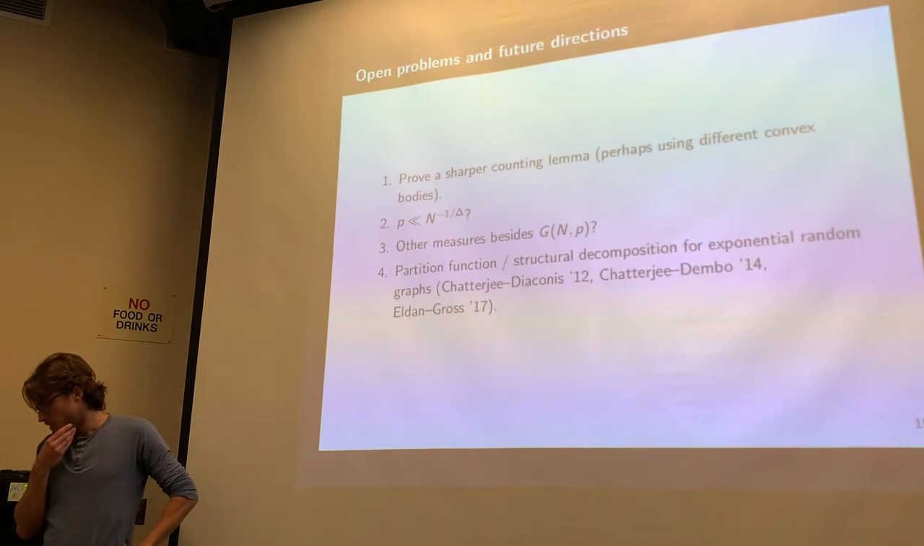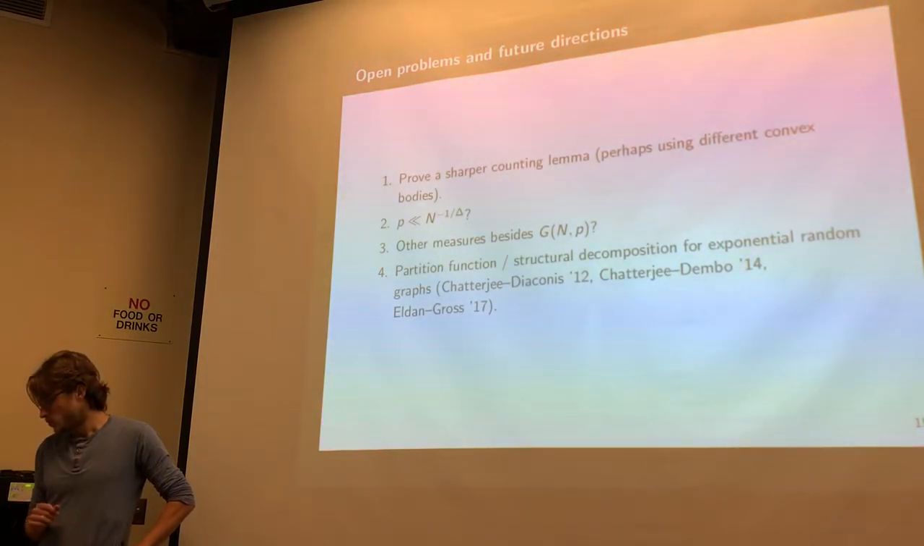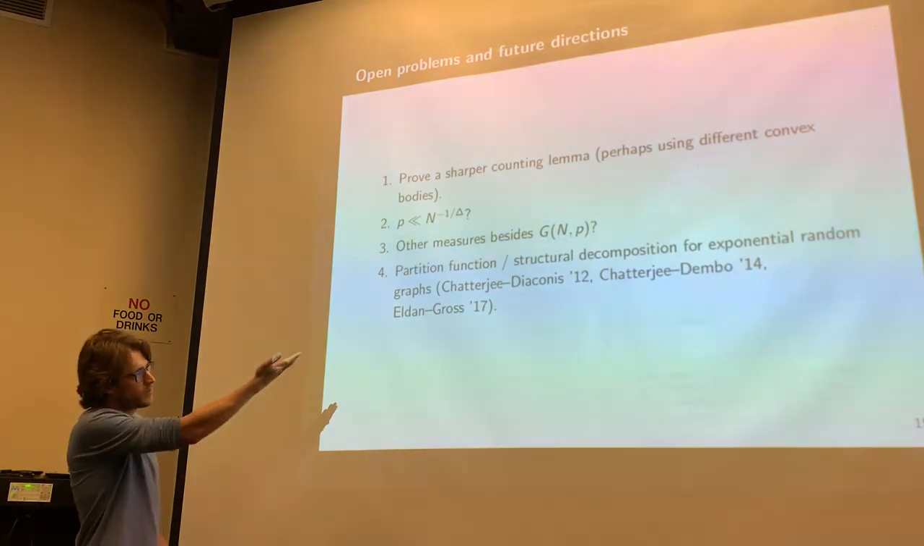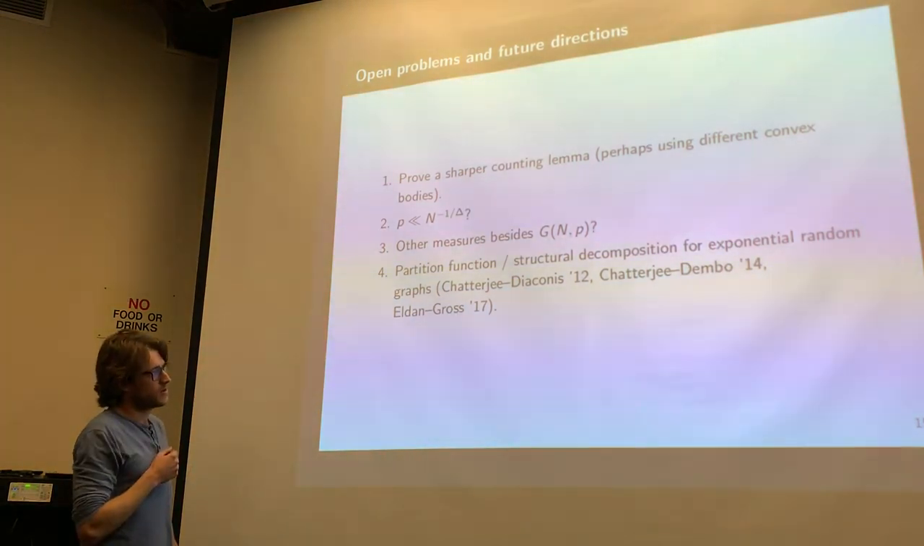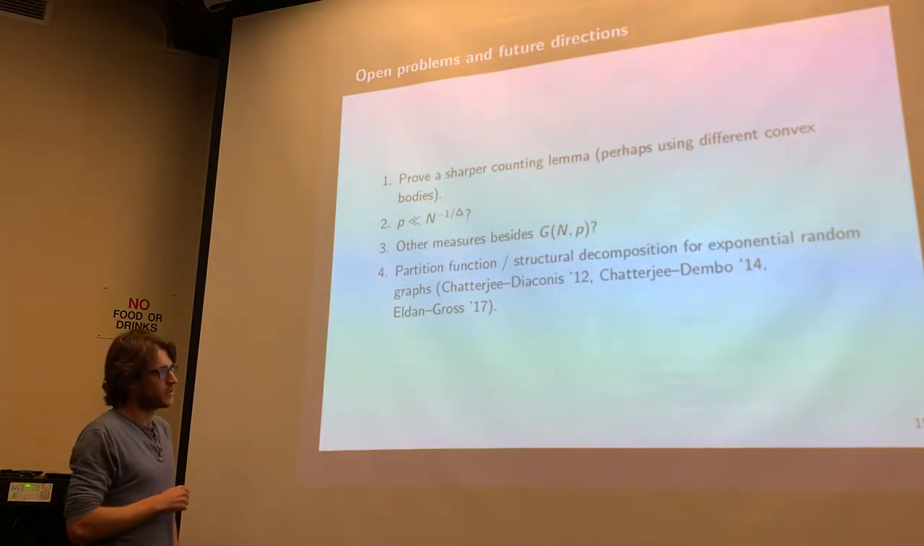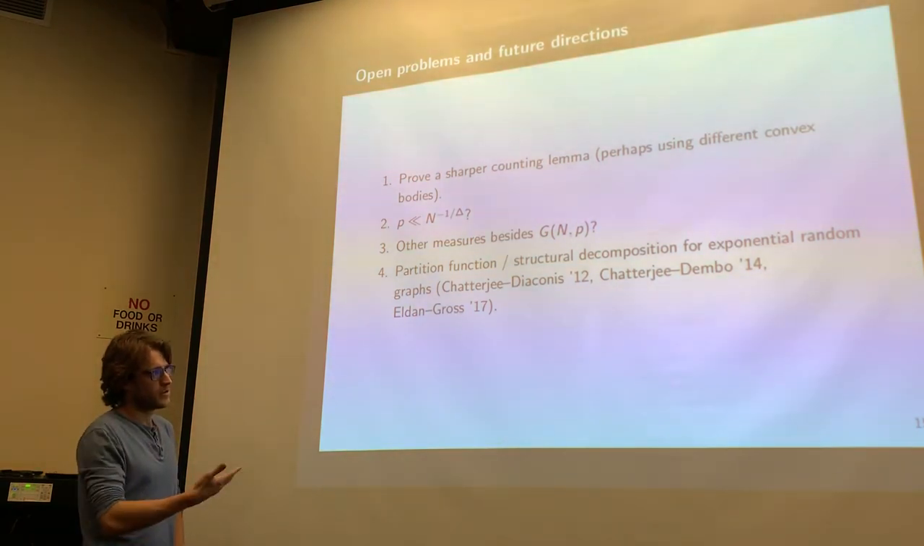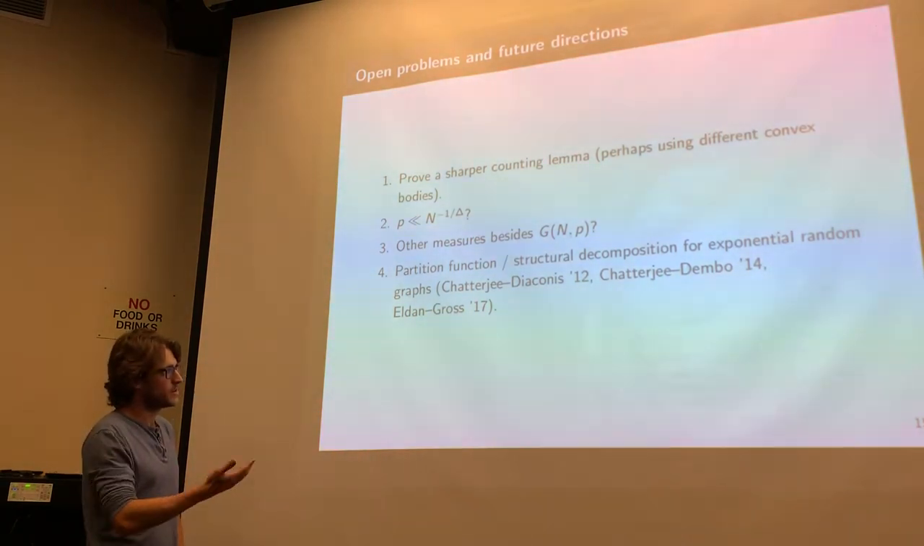Obvious other questions are whether you could consider sparser graphs. All of this was with respect to this reference measure G(n,p), but you can consider other ones. You could consider ones that aren't product measures, like d-regular graphs.